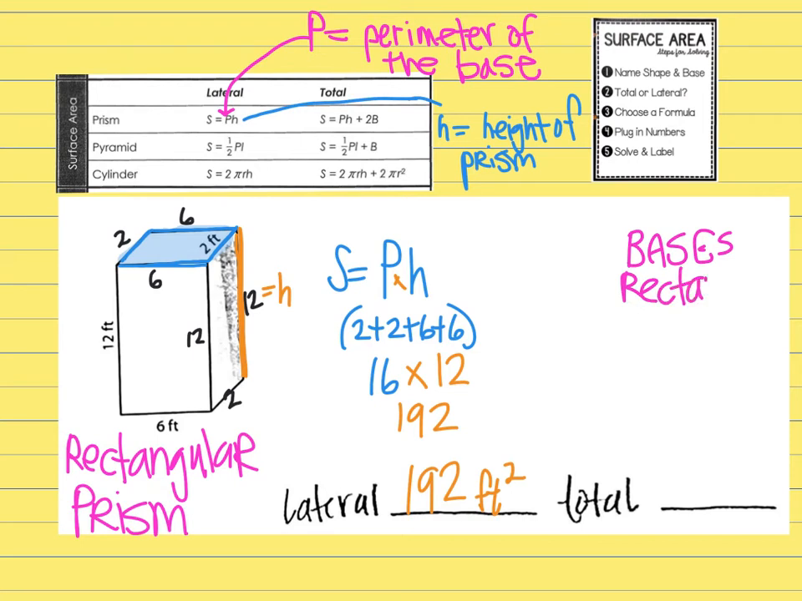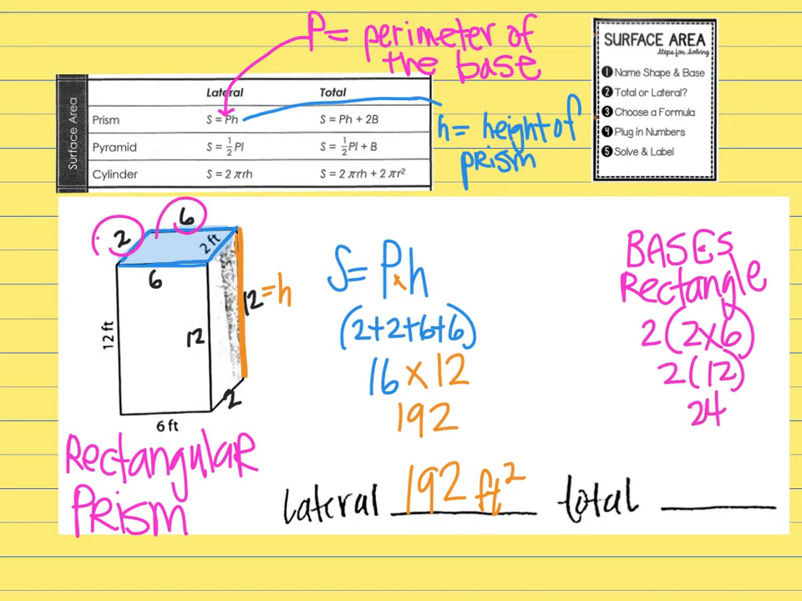And to do area of a rectangle, you know it's just base times height. So I have 2 of them. And then my numbers were 2 and 6. So 2 times 6 is 12, and then I want 2 of those, so that makes 24.